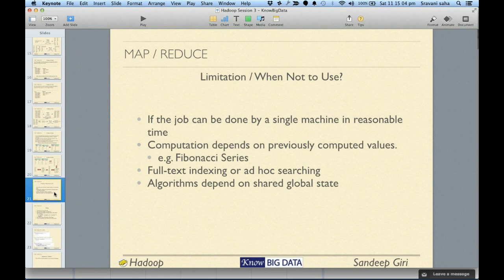Second and probably the most important part is whenever the computation depends on previously computed values, then you cannot use MapReduce at all. For example, you cannot make Fibonacci series generation a distributed process, right? Because in Fibonacci series, what we used to do, fn equals fn minus 1 plus fn minus 2, which means the nth value is the sum of the previous two values. It requires the computation of the previous two values, and therefore Fibonacci series is not a great candidate for conversion into MapReduce.